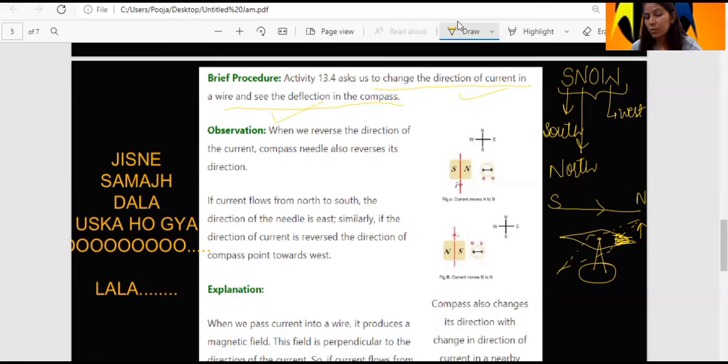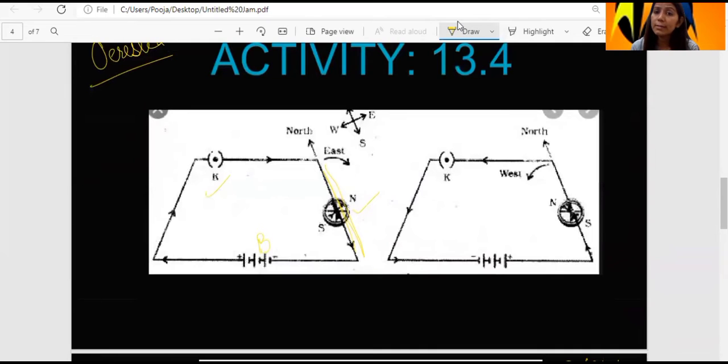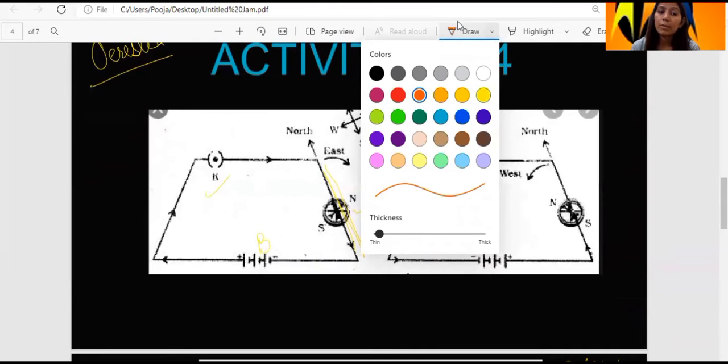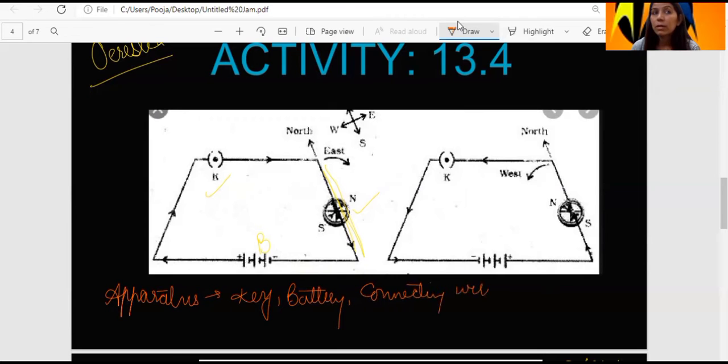Okay, so in this case, what is the apparatus that we have taken? What is the apparatus you now have? The apparatus is a key, a battery, connecting wires, and a compass needle. So these things we are having.